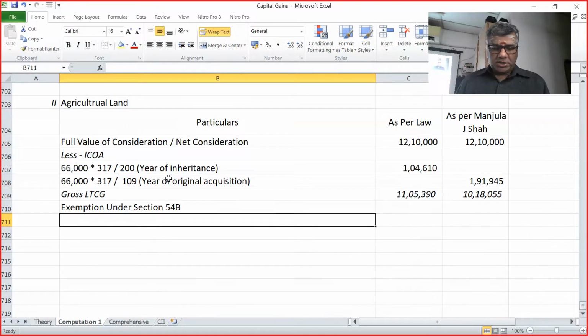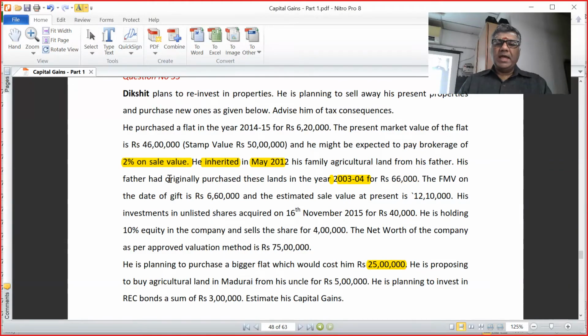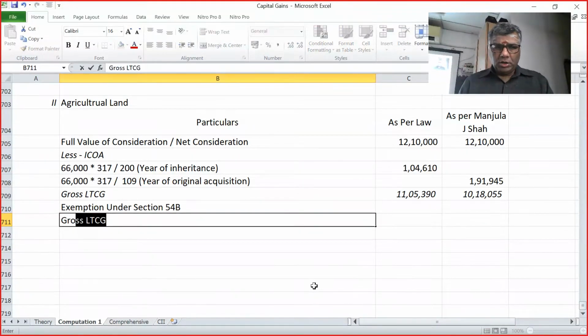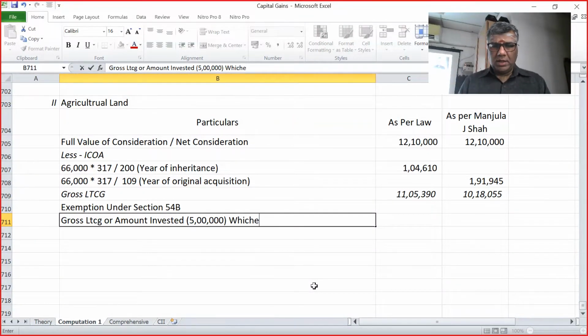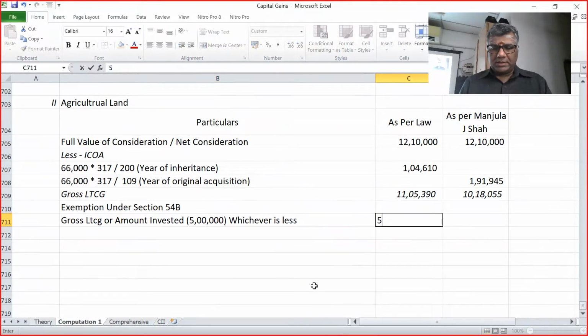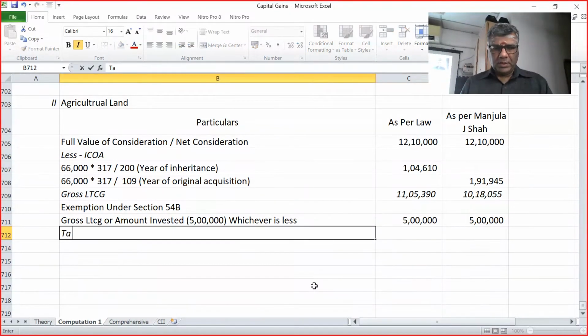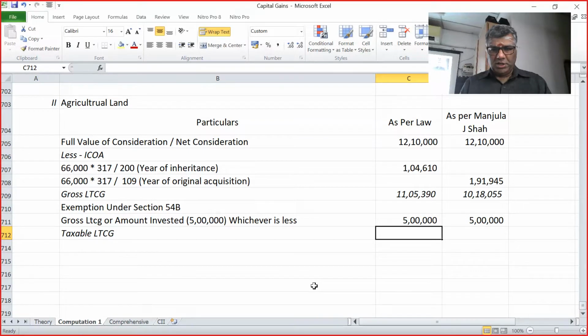Exemption under section 54B. He is proposing to buy an agricultural land from his uncle for rupees 5 lakhs. Gross LTCG or amount invested, that is 5 lakhs, whichever is less. In both cases, 5 lakhs. Taxable LTCG.